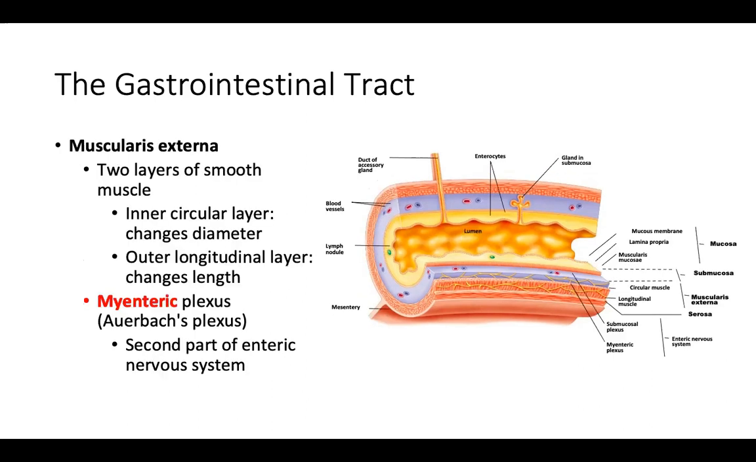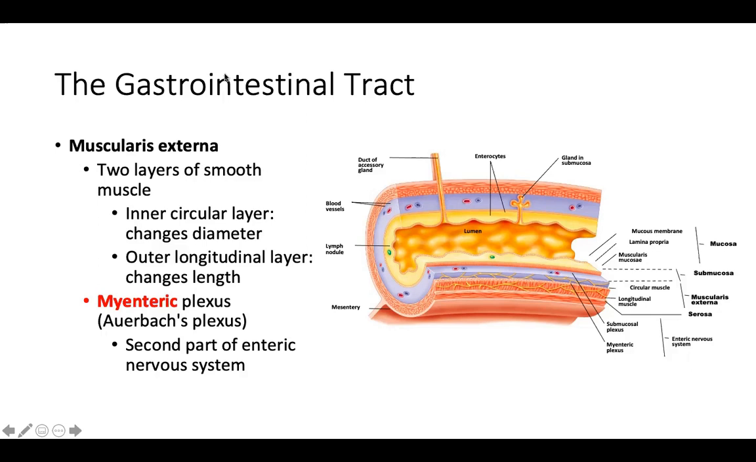And then finally here, or not finally, but the second to last layer, the muscularis externa, we mentioned that it is a thicker layer of smooth muscle. It's got an inner circular layer that changes the diameter. It's got an outer longitudinal layer that changes the length. And so the interweaving of the contraction of these two layers is what helps to kind of gradually mulch that food along. And then this also has that myenteric plexus, also known as the Auerbach's plexus, which is a second component of the enteric nervous system.